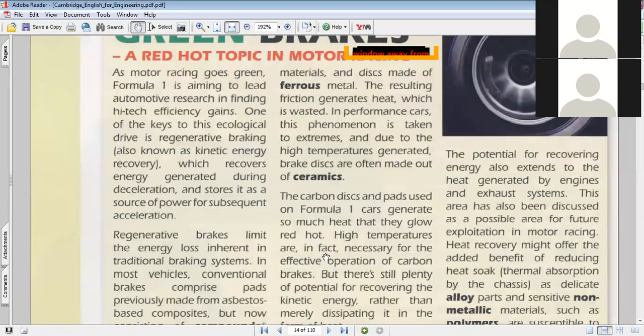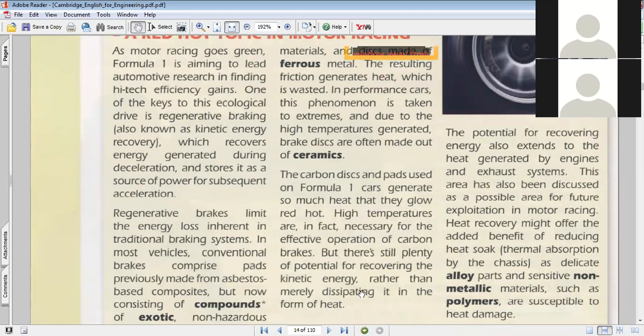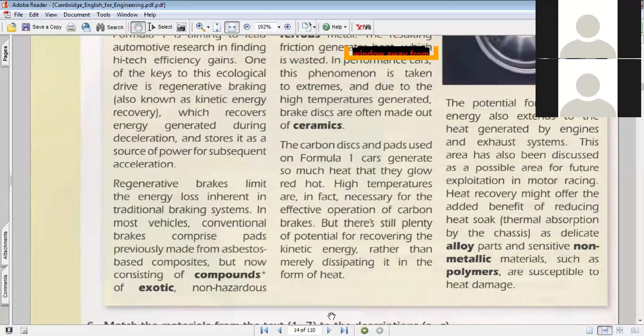High temperatures are in fact necessary for the effective operation of carbon brakes, but there is still plenty of potential for recovering the kinetic energy, rather than merely dissipating it, scattering, in the form of heat. Let's move to the final part.